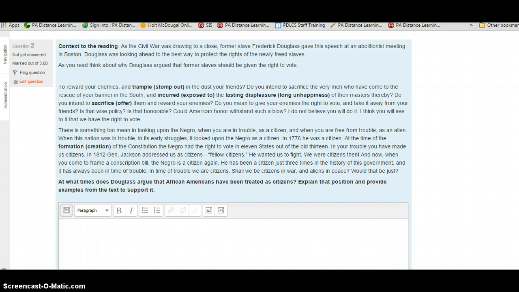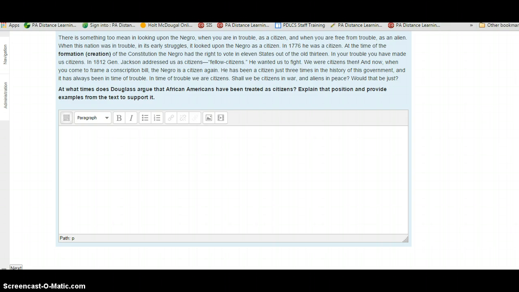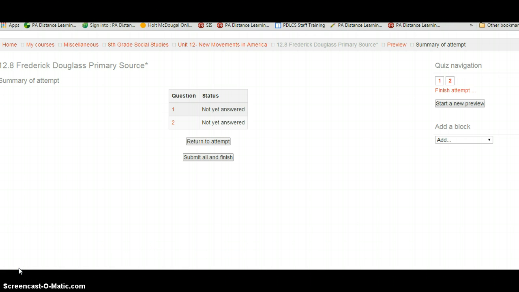So take a look at what I just read there and examine the time periods. Explain the position and provide examples from the text to support. So go ahead and write out your answer. It'll be worth 5 points. Use complete sentences, refer to that text, hit the next button when you're finished, and you'll be given the option to submit all and finish.